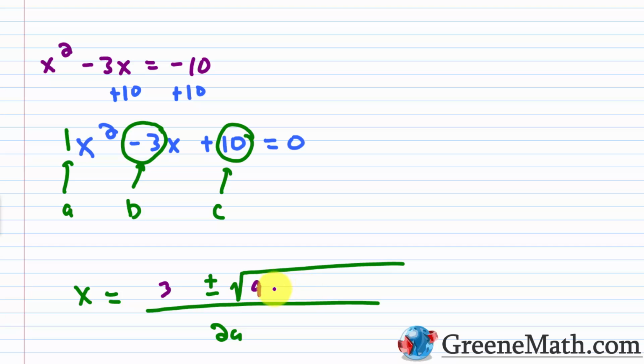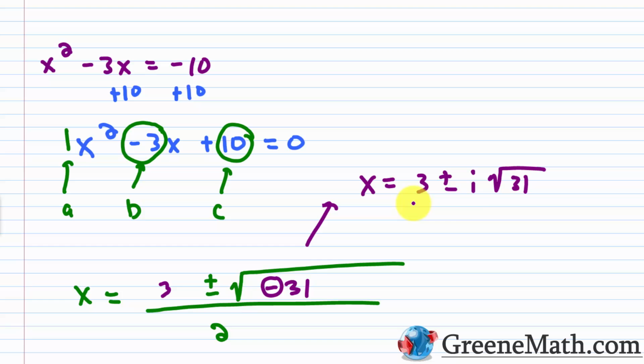So you would have 9 minus 40. 9 minus 40 is going to be negative 31. So this is negative 31 here. And then a again is 1, so this is just 2. Okay? So x equals 3 plus or minus the square root of negative 31 over 2. We can clean this up by using our imaginary unit. So we'll say x is equal to 3 plus or minus, I'm going to pull the negative out as i, times the square root of 31. Again, this is over 2.